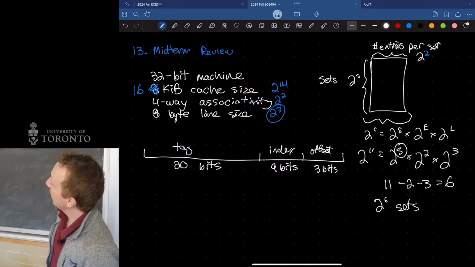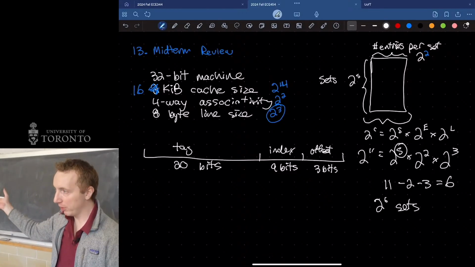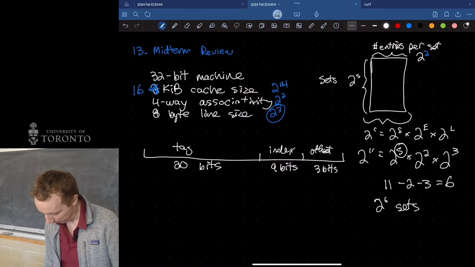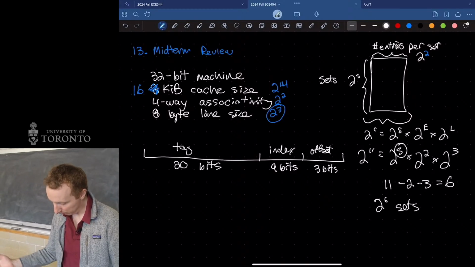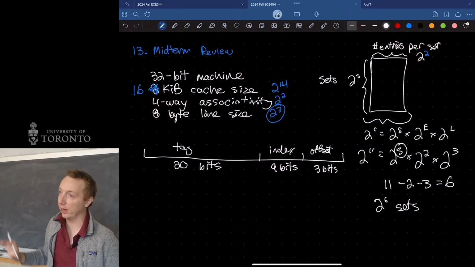If we have a 32-bit address, the rest of the bits are used for the tag, right? So 9 plus 3, that's 12, so I have 20 remaining. So any questions about that?